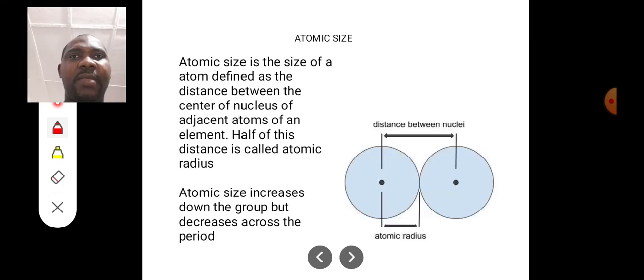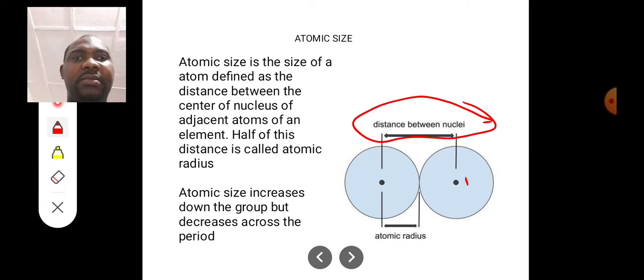Okay, so let's start with the atomic size. Atomic size is the size of an atom, defined as the distance between the centers of the nuclei of adjacent atoms of an element. Half of this distance is called the atomic radius. So just like we see in the diagram, if you have two atoms placed on adjacent sides, the distance between their nuclei is called the atomic size. Now, if you divide that distance by 2, you get the atomic radius.